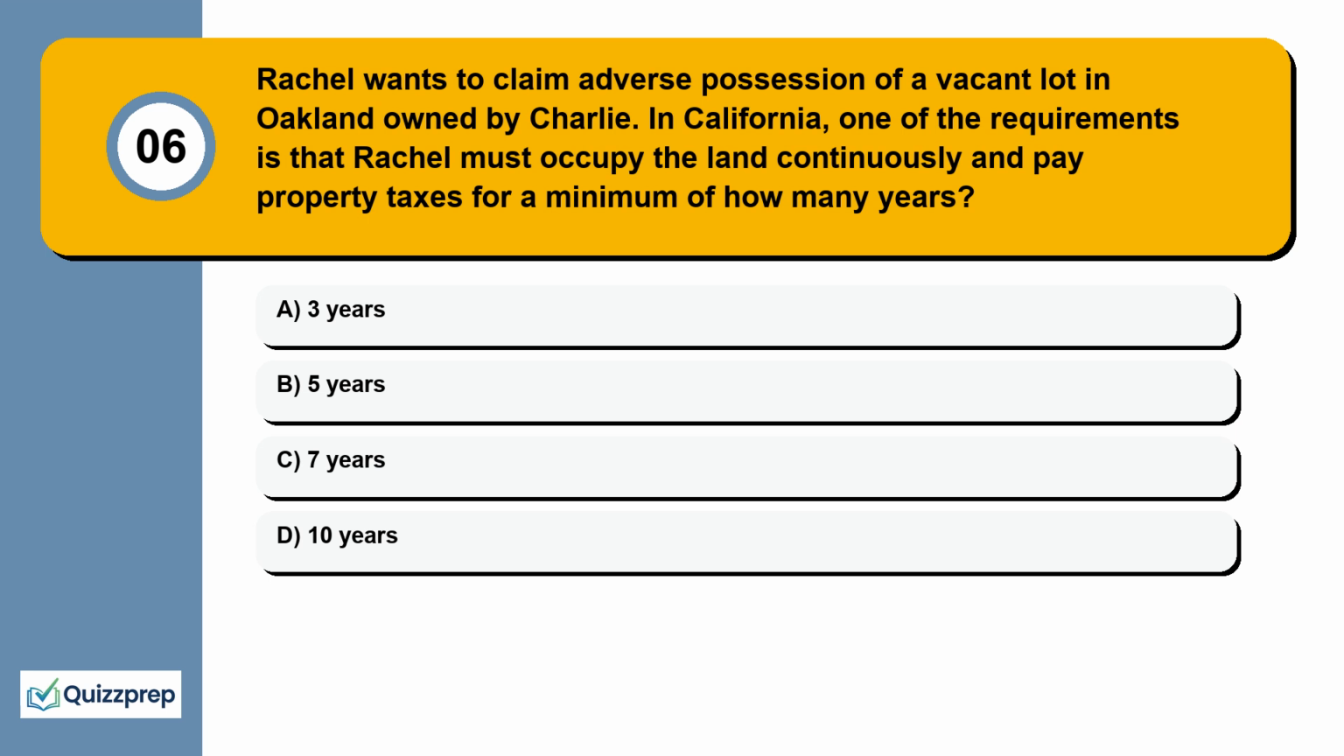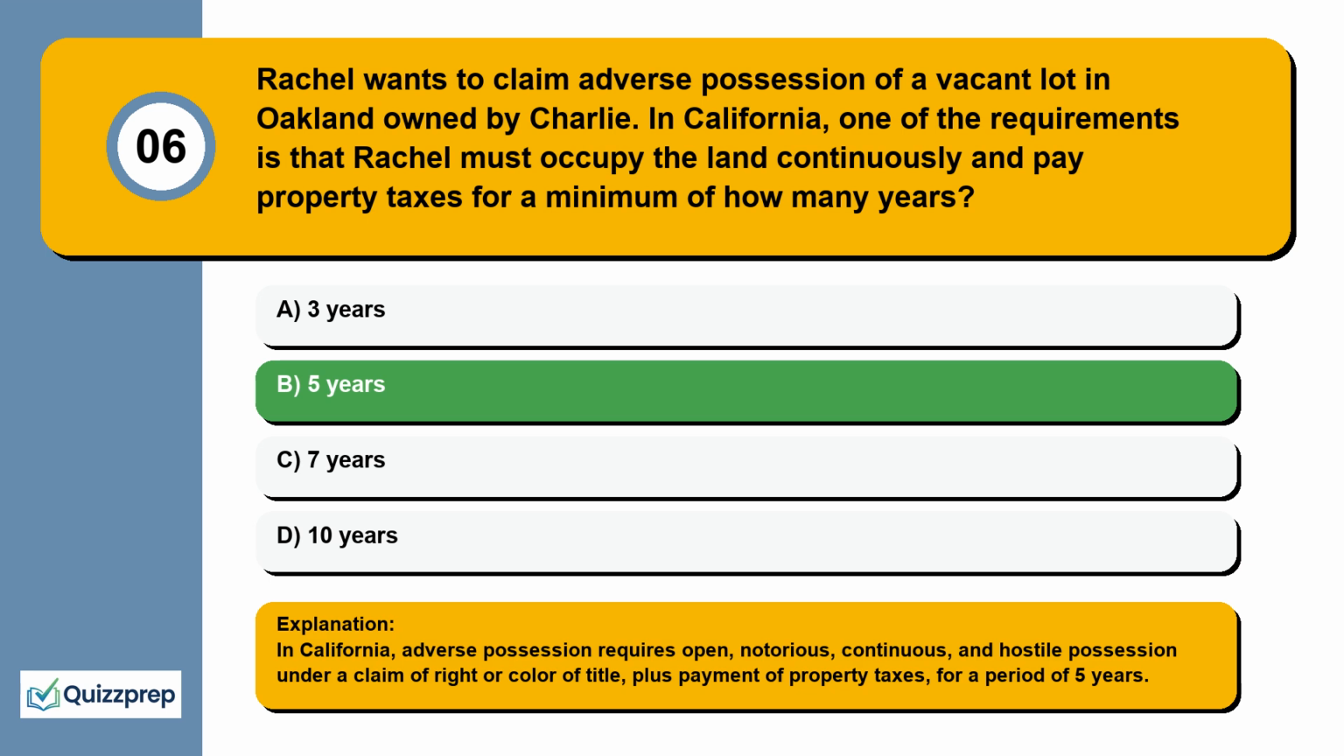Question 6. Rachel wants to claim adverse possession of a vacant lot in Oakland owned by Charlie. In California, one of the requirements is that Rachel must occupy the land continuously and pay property taxes for a minimum of how many years? 3 years, 5 years, 7 years, 10 years.